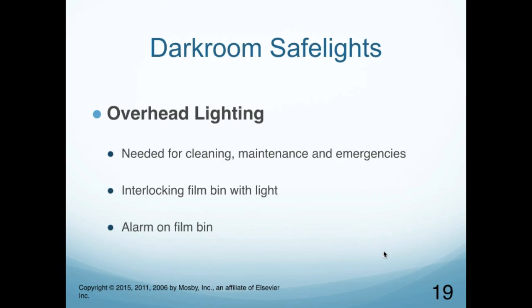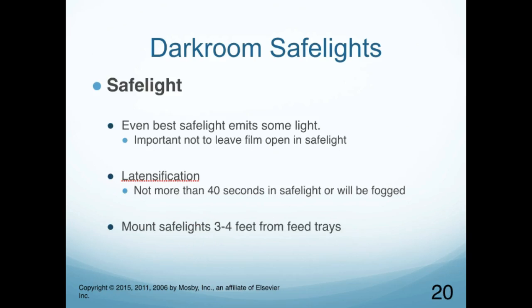Okay, so we do have some overhead lighting, meaning it creates white light so we can get in there, sometimes to do some cleaning or maintenance, could be an emergency or something like that. We need some real lighting in there besides the red overhead light. When you turn on the white light, it would actually lock the film bin. Now, a few places had this, but not everybody. So we usually had to be up on our toes and make sure that we didn't turn on the light when the film bin was open. A lot of times we'd have an alarm on the film bin to let you know if it was open or not. That would have been convenient.